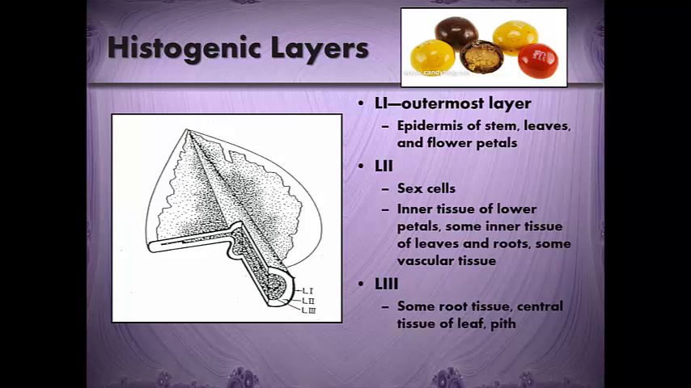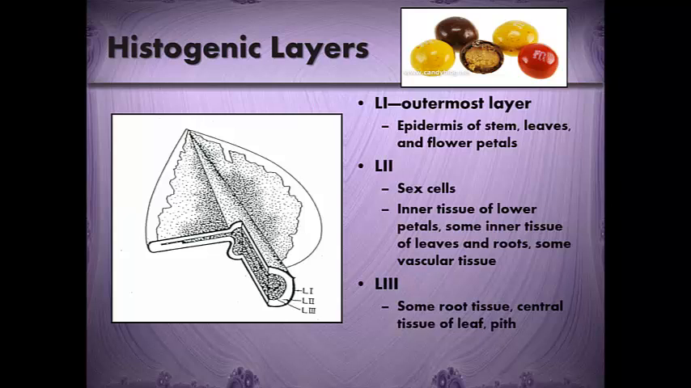Now, as you might imagine, if you get a mutation in L2, you're going to have some really weird stuff happening when you sexually propagate the plant because the sex cells have been mutated. And then finally, we have L3. This is the histogenic layer that gives rise to the centralmost tissues. It gives rise to some root tissue, some central tissue of the leaf, and the pith, which is a central tissue in the stem. When we have a chimera that we can physically see, it's usually in L1, the outermost layer, so that's where it's most visible.